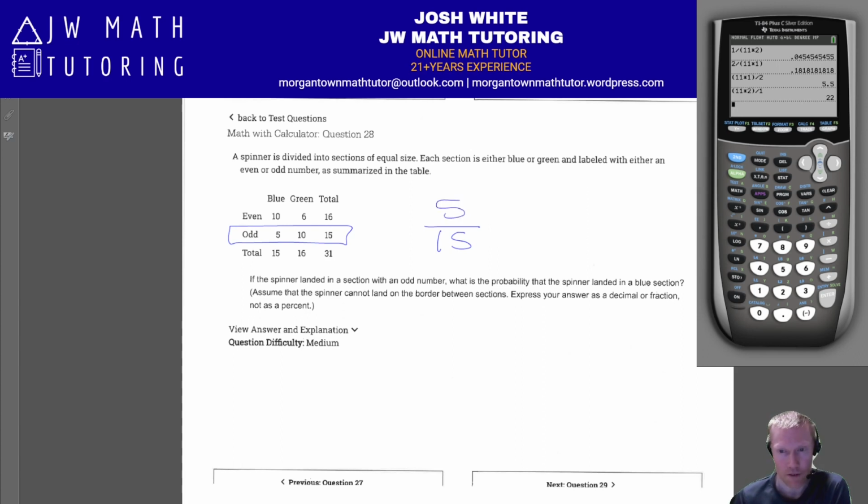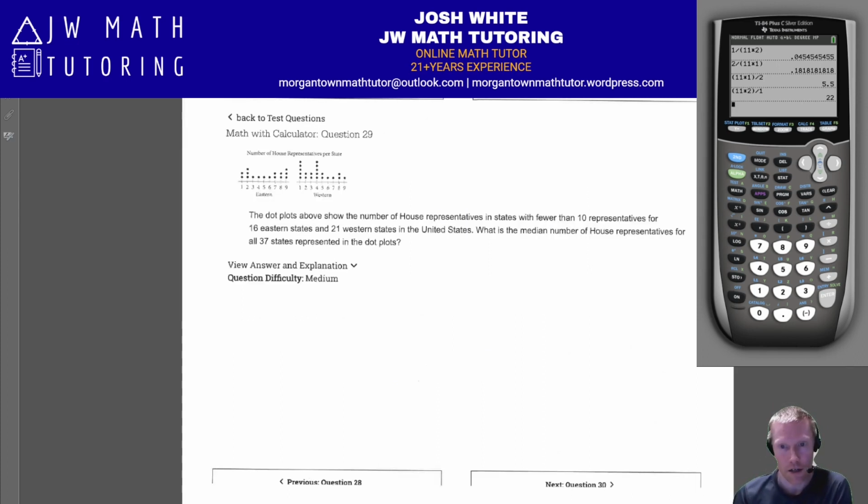Then what's the probability that's blue? Well, there are 5 blue sections, so this is just 5 over 15. Now you should reduce that to 1 over 3. So there are 2 different ways you could put this answer in. You could do 1 division sign 3, or you could put a decimal and then put 3 threes after it, since technically it's equal to 0.3 repeating. So either of those would be acceptable answers for this problem.